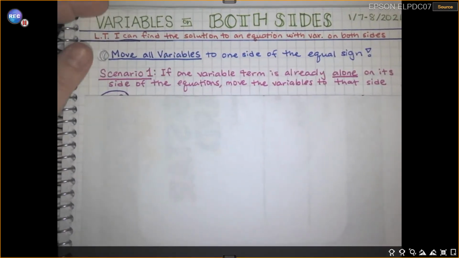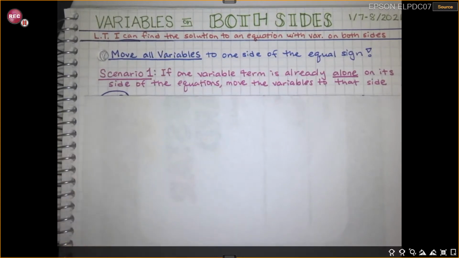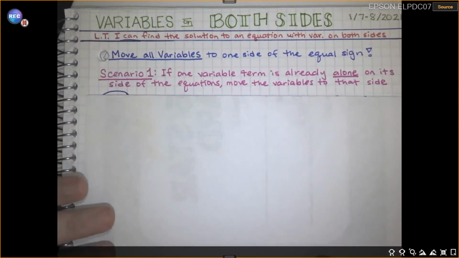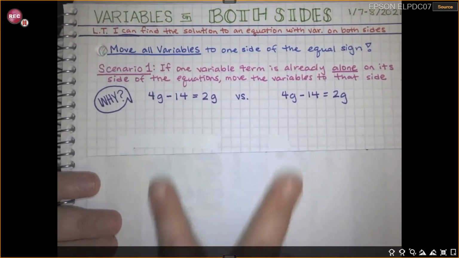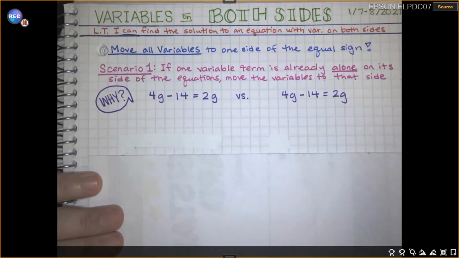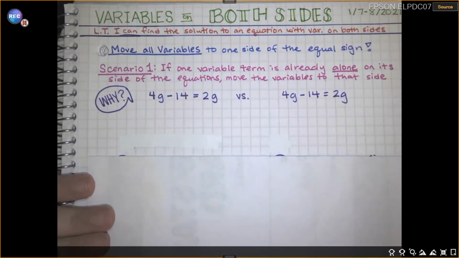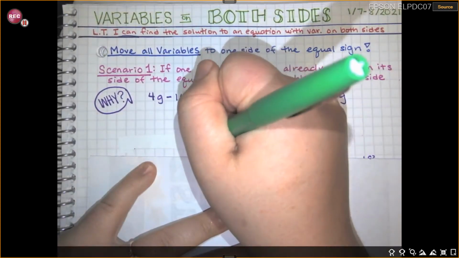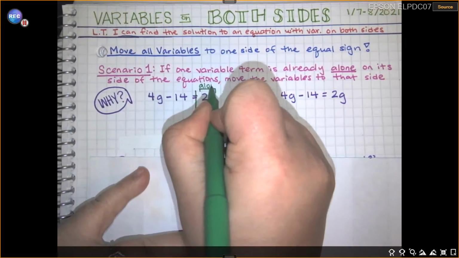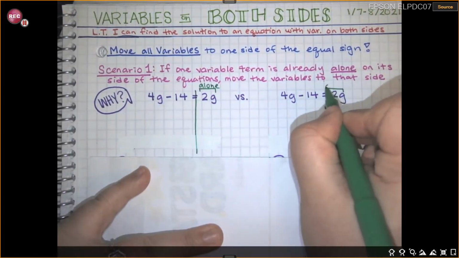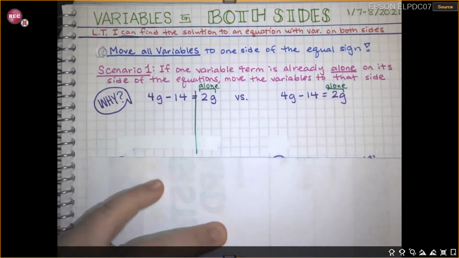Scenario 1, if one variable term is already alone, meaning it's the only thing on that side of the equation, move everything over there. It's already alone, that'll make it easy. So, first I asked, why? Why should you do that? You'll see here I have the same equation twice, and I'm going to show you why I bother. So, here's how it works. Notice how, put my line down, my equal sign, this guy is alone. That's the same for both of these because those are the exact same equation.